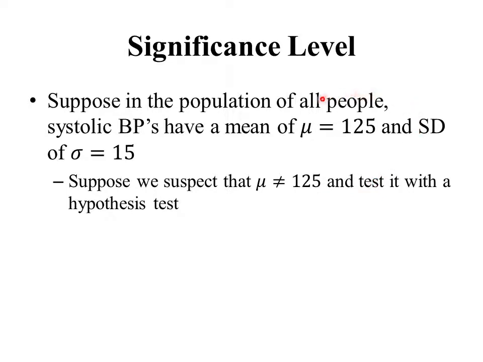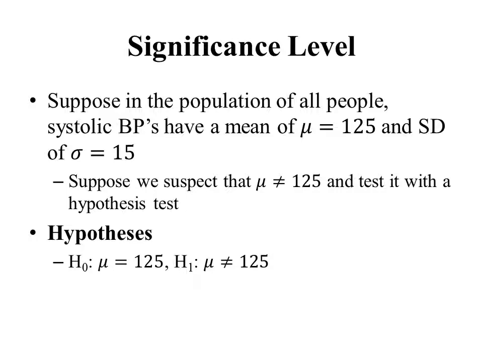Like in part A, we're going to pretend that we don't know the value of mu, and for whatever reason we suspect that mu is not equal to 125, and we're going to try to test that claim with a hypothesis test. Our hypotheses for this test would be: the null is that mu equals 125, and the alternative is that mu is not equal to 125. This statement here is the same as our claim, and the null hypothesis is always the statement that mu equals a number, and so these are our hypotheses.